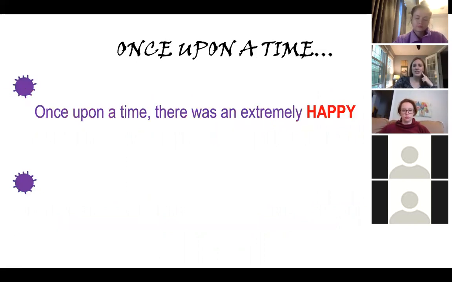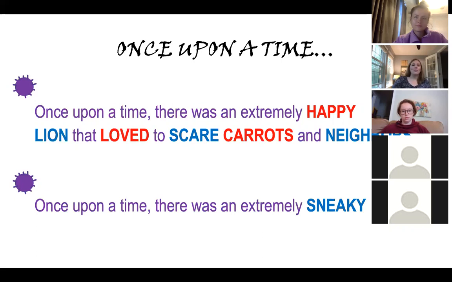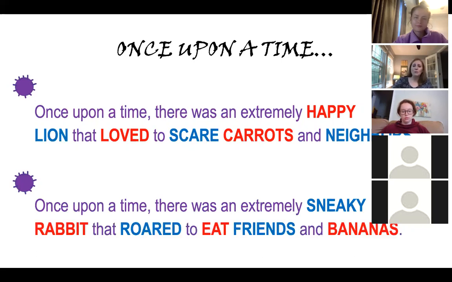Once upon a time, there was an extremely happy lion that loved to scare carrots and neighbors. Did that strengthen the message, weaken the message, just kind of made it weird? What do you think? Yeah, it made it weird, right? Let's look at this next mutation. Once upon a time, there was an extremely sneaky rabbit that roared to eat friends and bananas. Now, was that better or worse or just bizarre, weird?